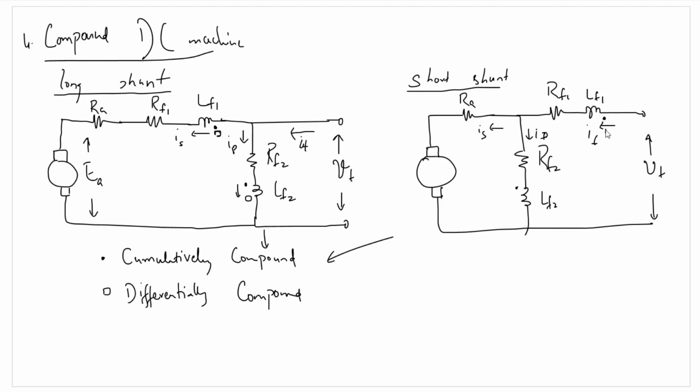Now, same is the case here. That is, square is here and the square is here. This square actually represents the dot connection in case of the windings of the shunt field as well as of the series field.